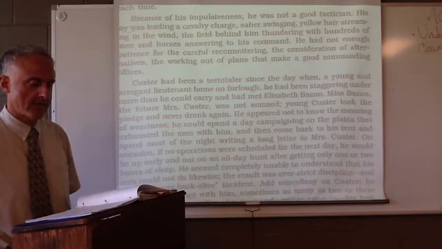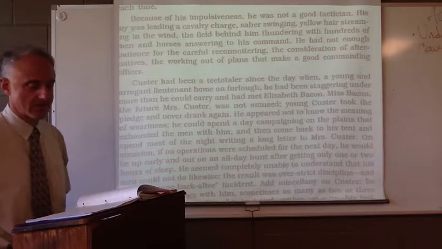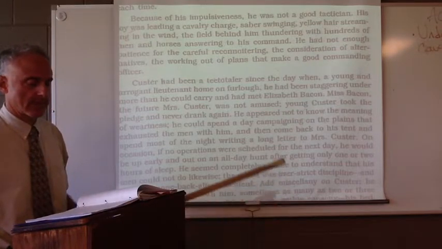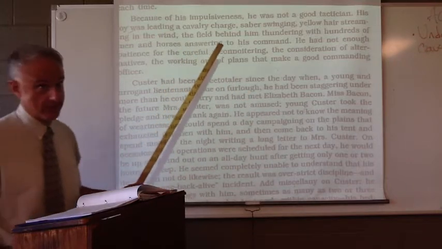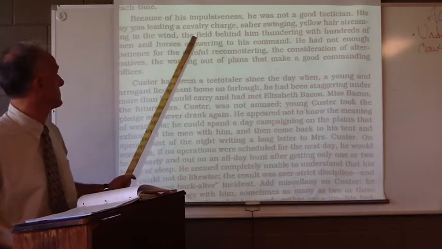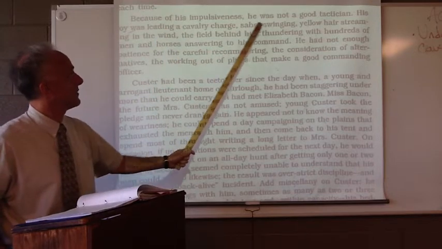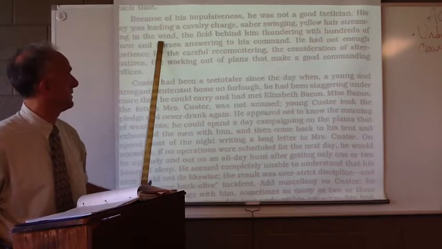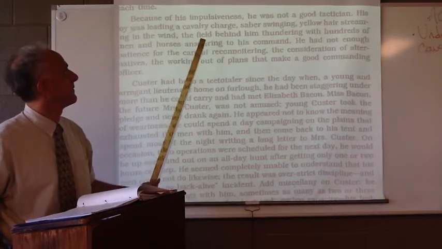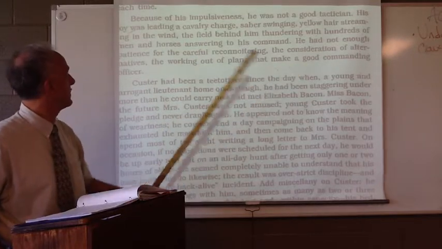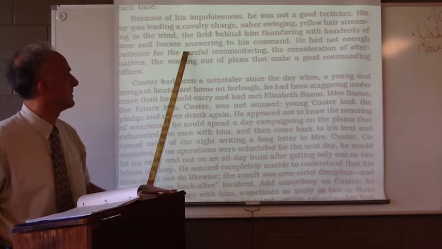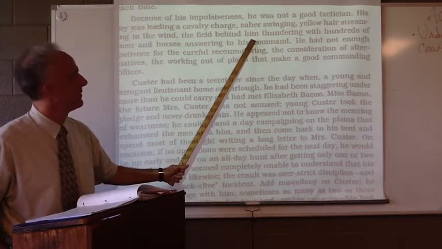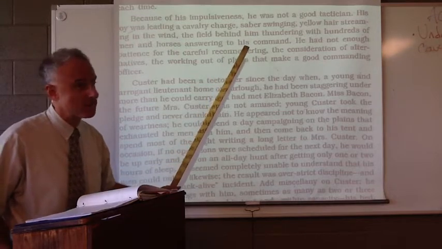We do have some new terms here, really. We have three what we call absolute phrases. They sort of look like participial phrases. Saber swinging is the first absolute phrase. Then yellow hair streaming in the wind is the second. And the field behind him thundering with hundreds of men and horses answering to his command is a third long absolute phrase. What is an absolute phrase?